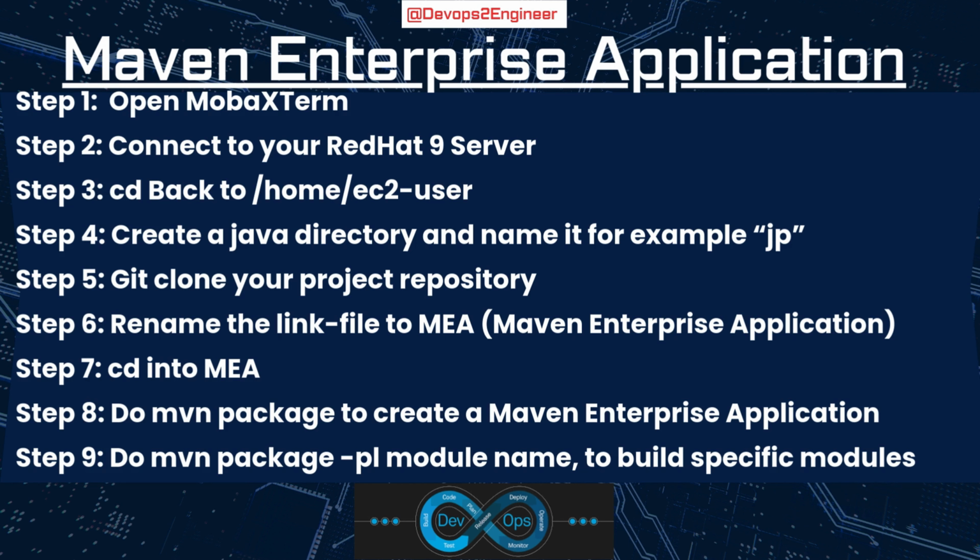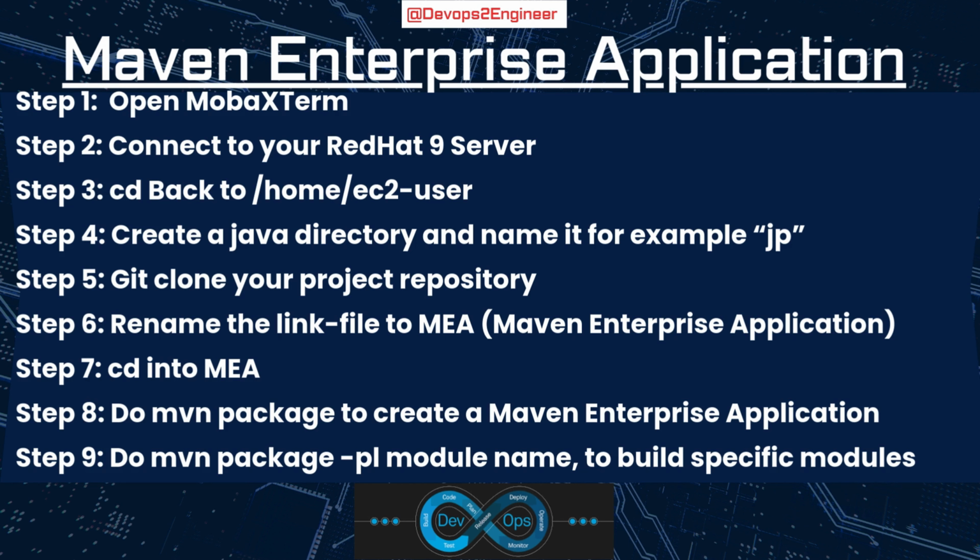Open MobaXTerm. Step 2. Connect to your Red Hat 9 server. Step 3. CD back into the home user of EC2. Step 4. Create a Java directory and name it, for example, JP project. Step 5. Git clone your project repository.